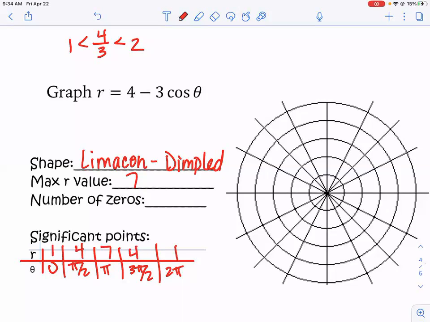Okay, I'm going to count by twos again. So we have 1, 4, 7, 4, 1. Now remember this one, like the dimple, like on your cheek, a dimple, right? Make it look nice and smooth.